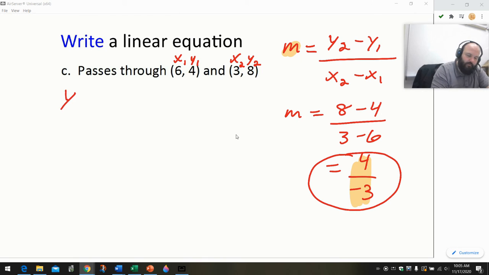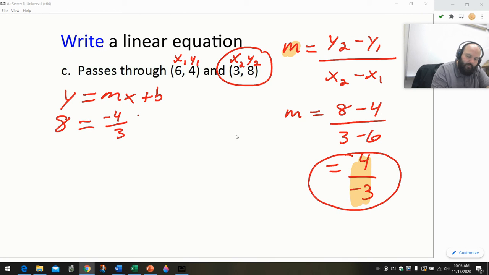The way we're going to find b is we're going to fill in what we know. So we know, and let's use this second one, 3 and 8. I think it's going to be a little bit easier, and you'll see why here in a second. So the y is 8. The m is -4 over 3. The x we're going to use is 3. And then we have plus b. So we use this x, we use this y, and then we use this m to plug into this equation to get the equation that we have right now.